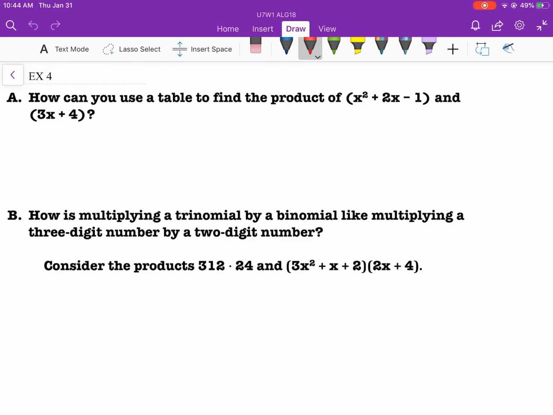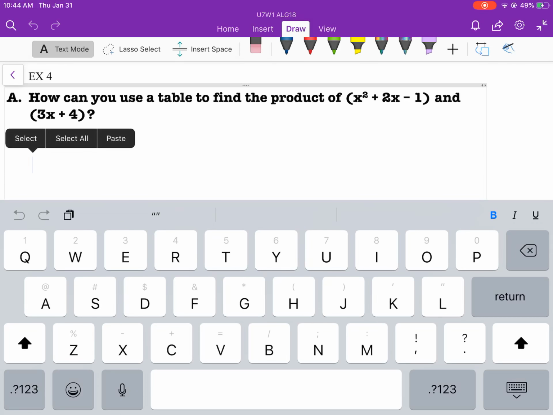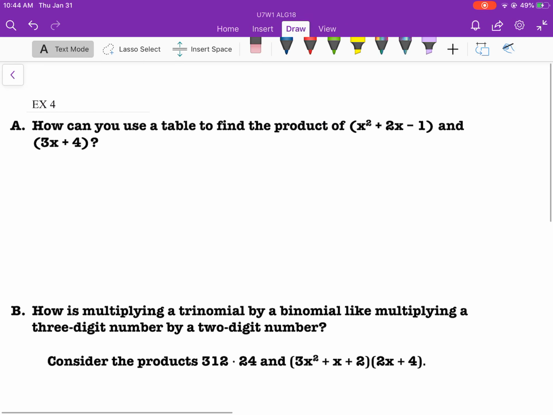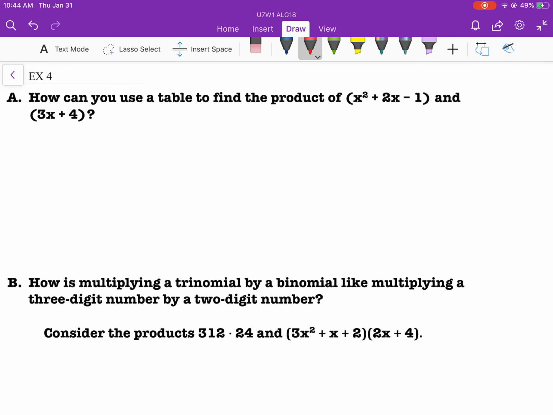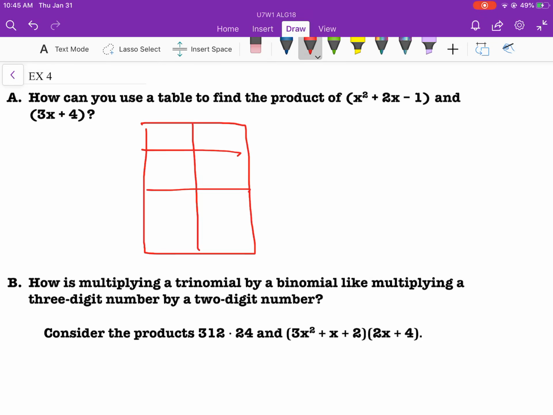This is how can you use a table to find the product of x squared plus 2x minus 1 and 3x plus 4. That's a wonderful question. It's basically just like the box method that we did yesterday. So let me get a little more space here so I can make a big enough box. So we would have 3 terms going down the left, 2 terms going vertically, like so.